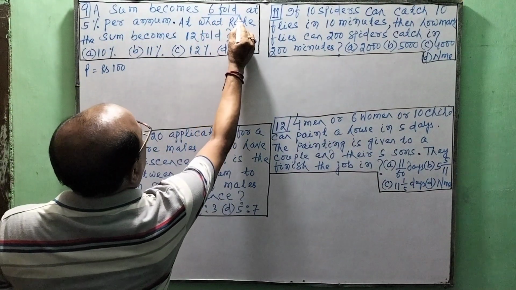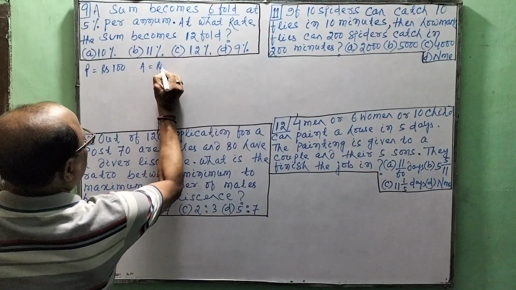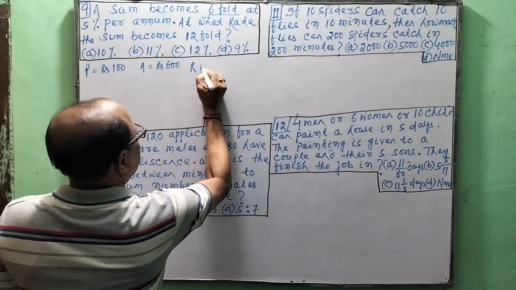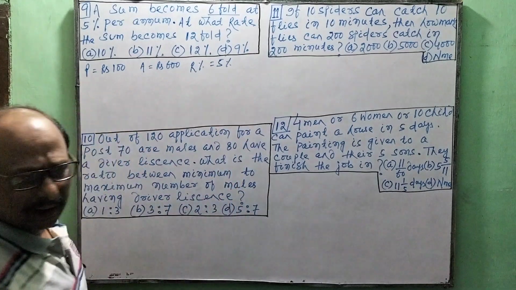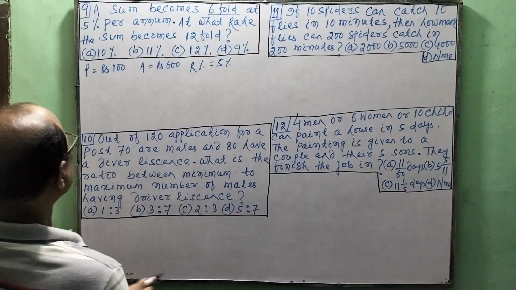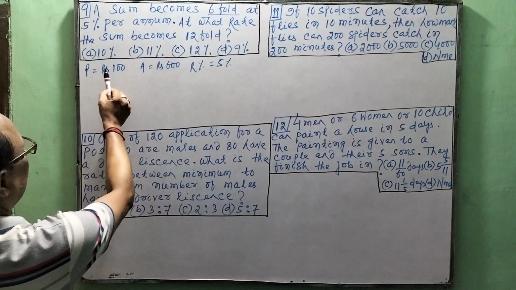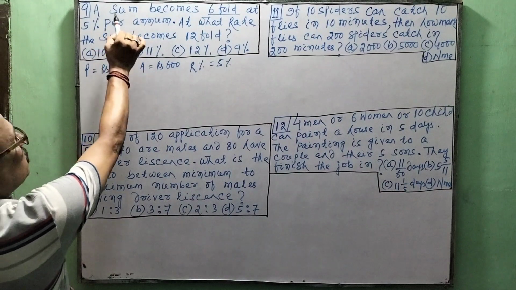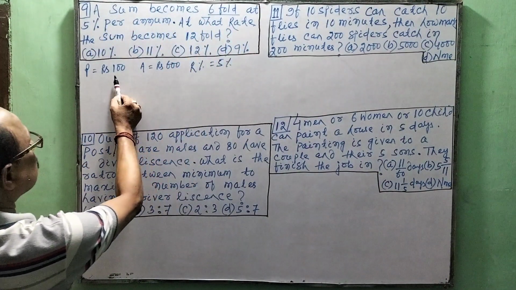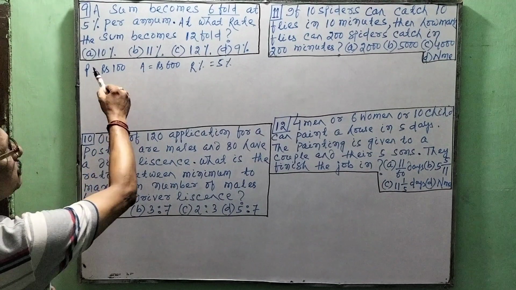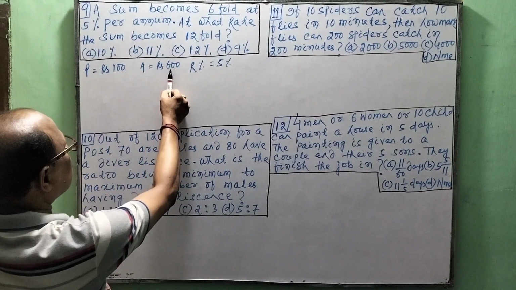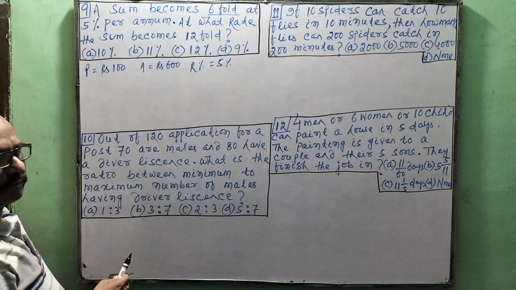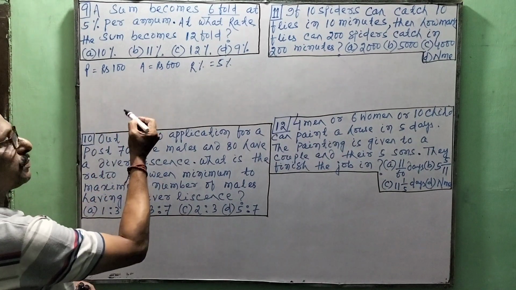A sum becomes 6-fold at 5% per annum. Our percent is 5% per annum. So here P is 100 rupees. According to the question, a sum, here the sum is principal. A sum becomes 6-fold. Suppose the person has 100 rupees. 6-fold means the amount is 600 rupees at the rate of 5%. So, if the amount is 600 and principal is 100, what will be SI?